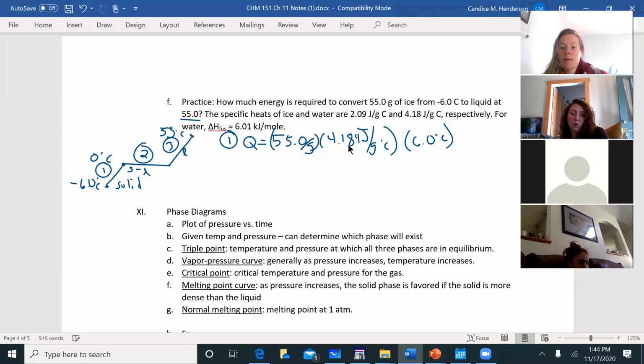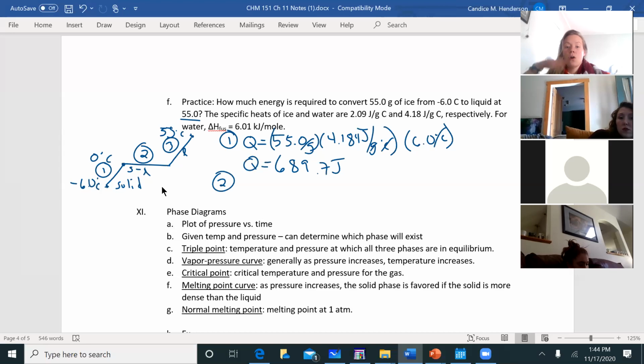So when I plug that in, grams will cancel, Celsius will cancel, and I'll be left with units of just joules, which is perfect. And we get, I'm sorry, a little bigger than that, 689.7 joules. So this is just step 1. Then I need to figure out step 2. Step 2 is a phase change from solid to liquid.